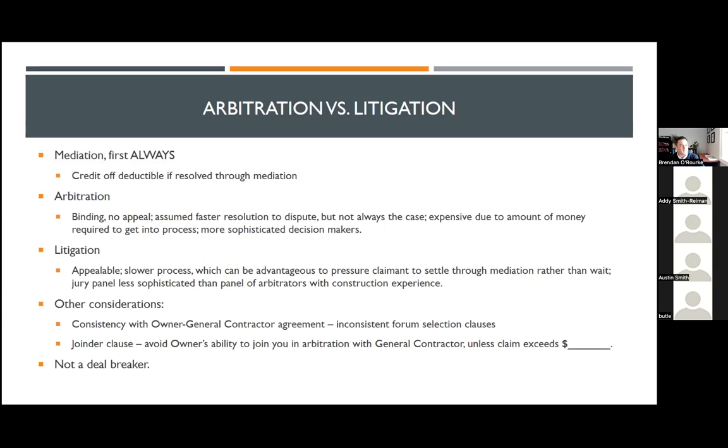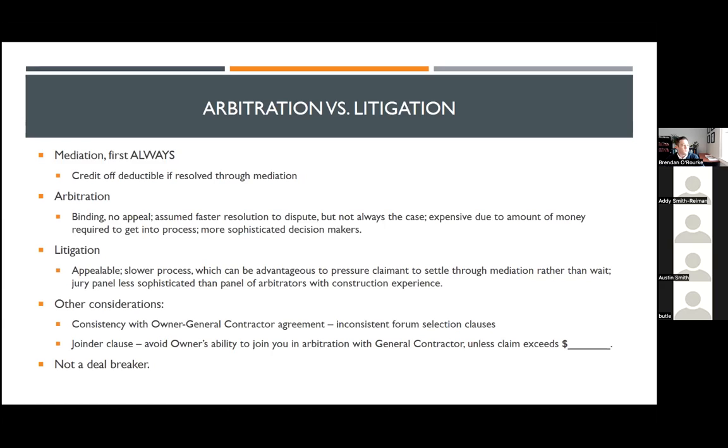With arbitration, you definitely get a more sophisticated decision maker. In litigation, you're dealing with a jury of your peers that may not necessarily understand the intricacies of a mechanical system or structural calculations. So both are acceptable. My preference, I guess, at the end of the day, is largely litigation due to the fact that you could appeal the decision later in time.